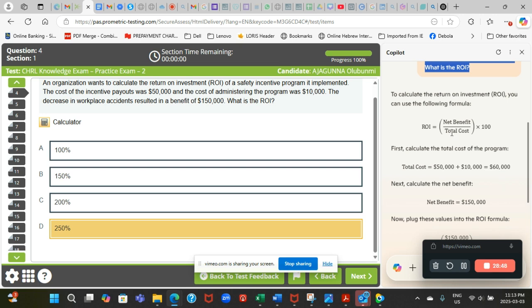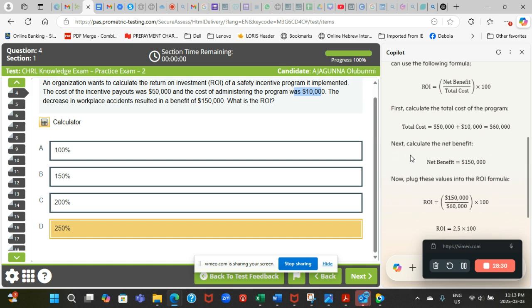In this particular case, start from the denominator to calculate the total cost. You remember that I said that the incentive payout was 50,000 and the cost of administering the program was 10,000. So the combination of the 50,000 and the 10,000 is what makes up the total cost. So that's 60,000. I understand it that far. And then it now wants to calculate the net benefit.